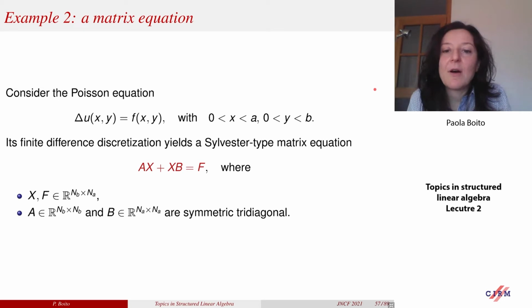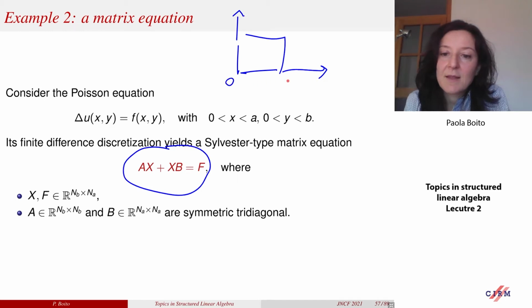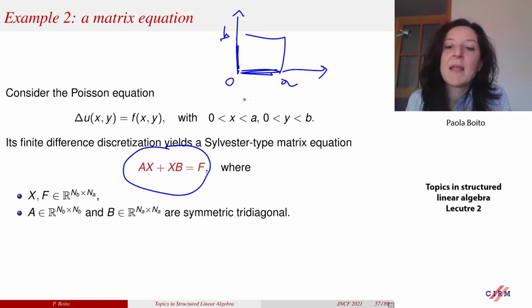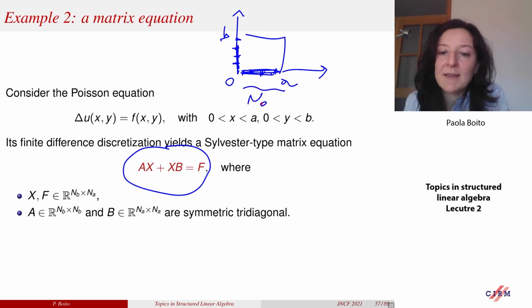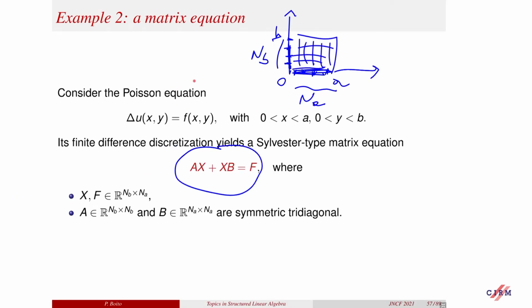Here's another example that comes from a matrix equation. So the matrix equation we deal with is a Sylvester type matrix equation that is obtained by discretizing a Poisson equation, a Poisson differential equation. If we have this equation on a rectangle, so the rectangle has sides A and B. Okay, this is the domain where we study this equation. For the discretization, we have to take nodes on this side of the rectangle and nodes on the other side. So suppose we have NA nodes here and NB nodes here. And then we have a grid, right?